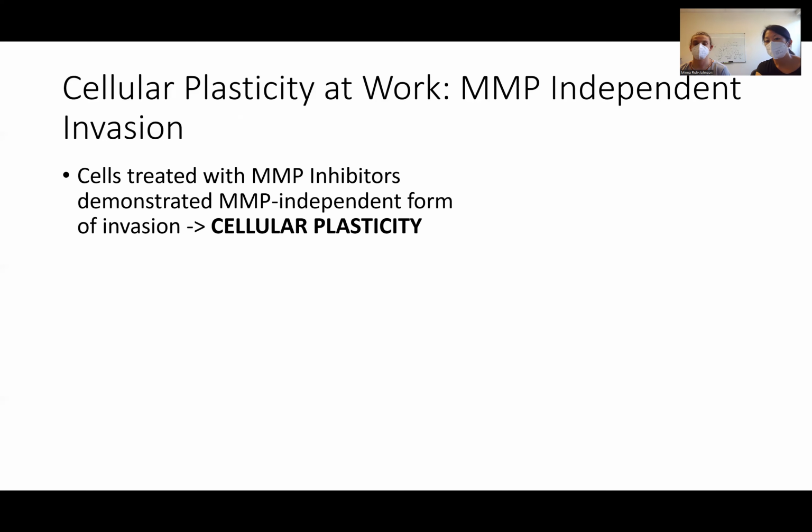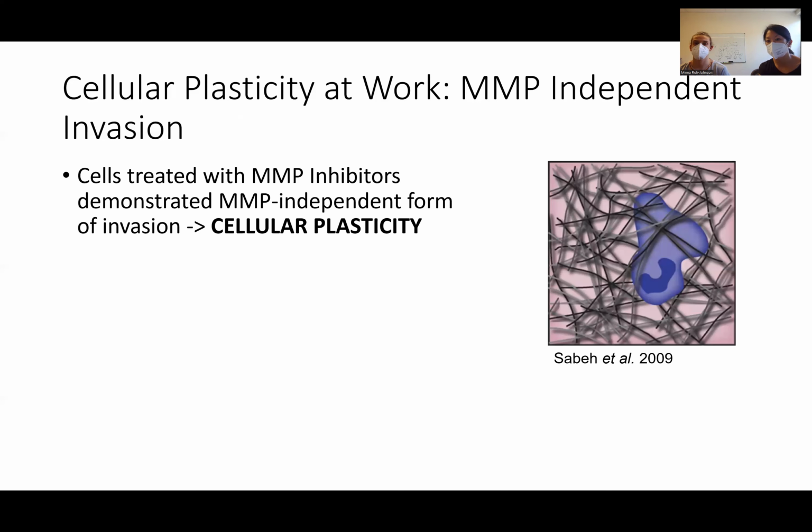And this would be an example that Julio mentioned earlier with the different forms of migration that cells will take based on their environment, of cellular plasticity, because the cell will get to where it needs to go and it will take on different forms of migration to be able to get to their destination.